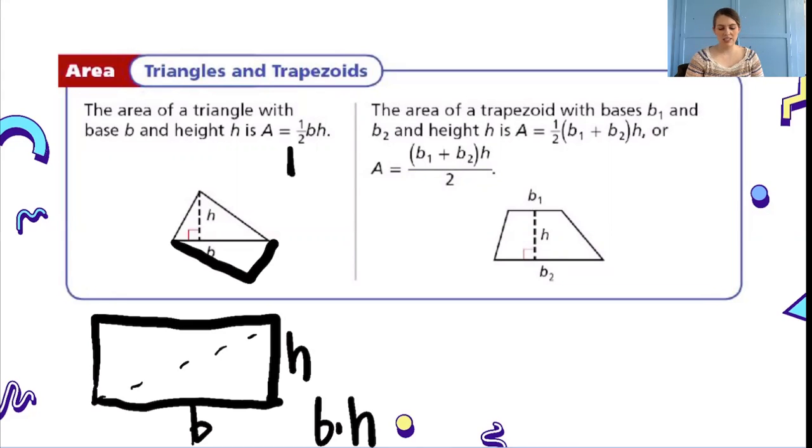Sometimes you'll see the formula of the area written like this as well. So you multiply your base and your height and you divide it by 2. For the area of the trapezoid, we're going to take the first base plus the second base, multiply it times the height, and then divide it by 2.